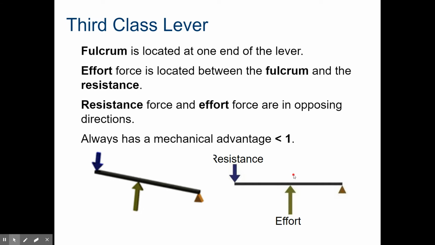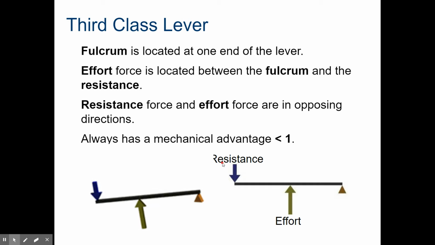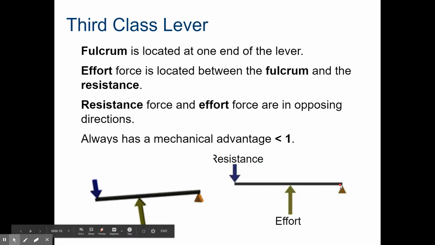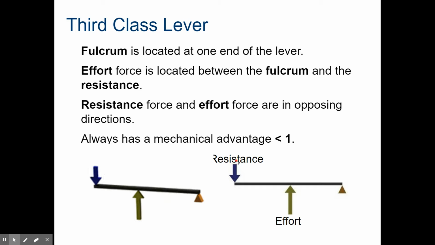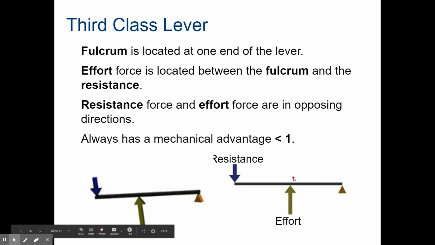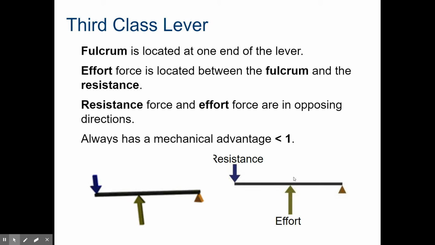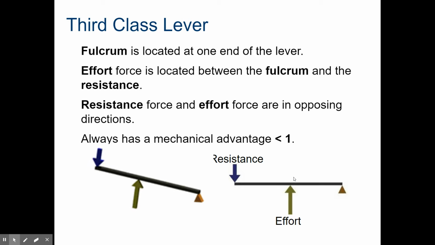Second and third class levers are very similar in that the fulcrum's at the end, but the resistance and effort forces are in different places. Here with the third class, the effort is between the resistance force and the fulcrum. Still, the forces are in opposite directions. So the only type of lever where the forces are in the same direction is the first class lever. Second and third, forces are in opposite directions. This always has a mechanical advantage less than 1.